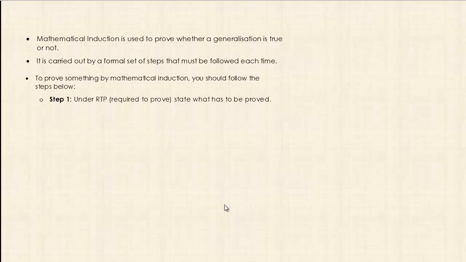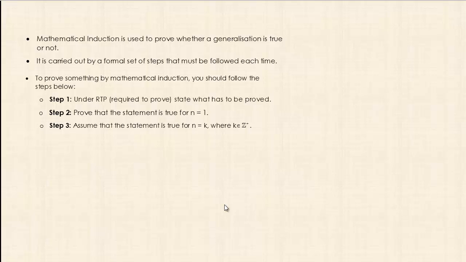Step 1. Under required to prove, state what has to be proved. Step 2. Prove that the statement is true for n equals 1. Step 3. Assume that the statement is true for n equals k, where k is some general member of the positive integers. Step 4. Show that it necessarily follows from your assumption that the statement is true for the very next case, which is n equals k plus 1.